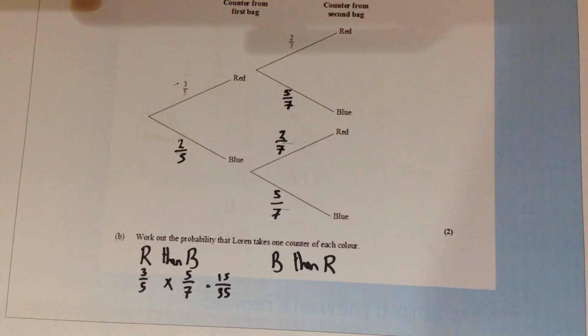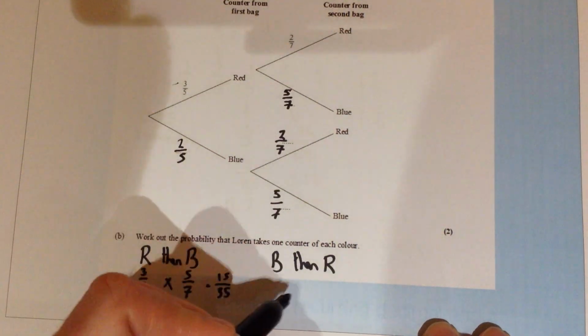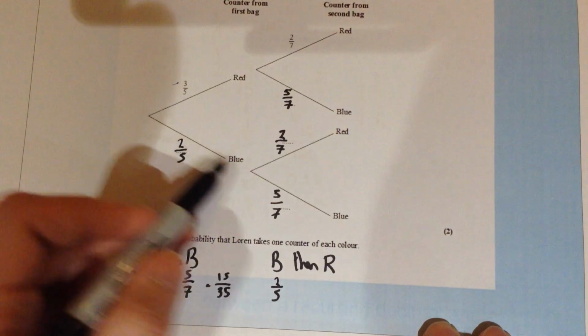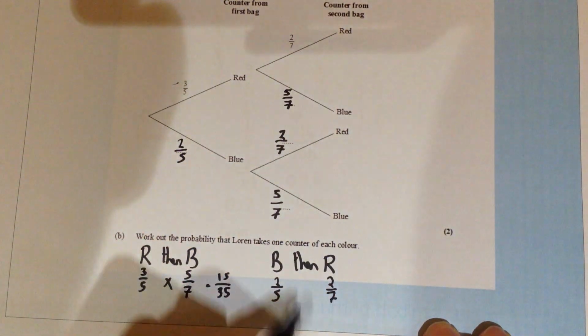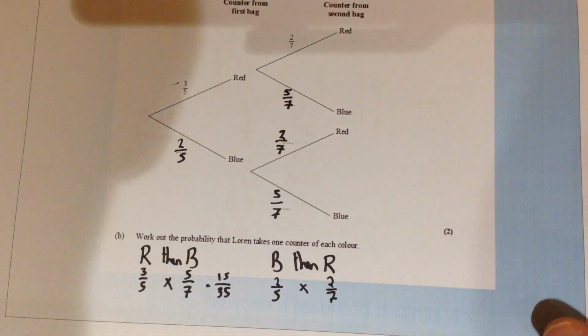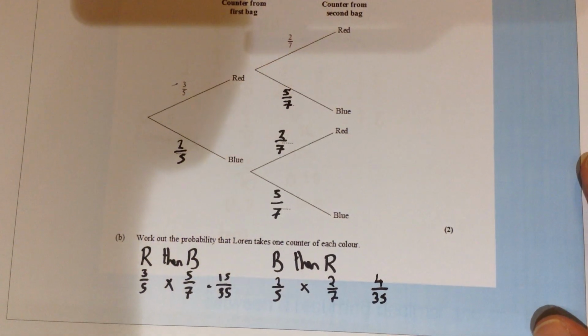For blue then red, we would do the same thing. So starting again, first pick was blue, so 2 over 5. Second pick is red, so 2 over 7. Multiplying these together to find out the probability of happening one after the other, we would get 4 over 35.